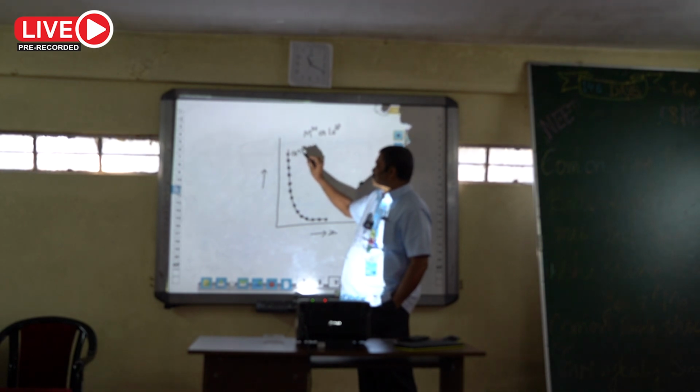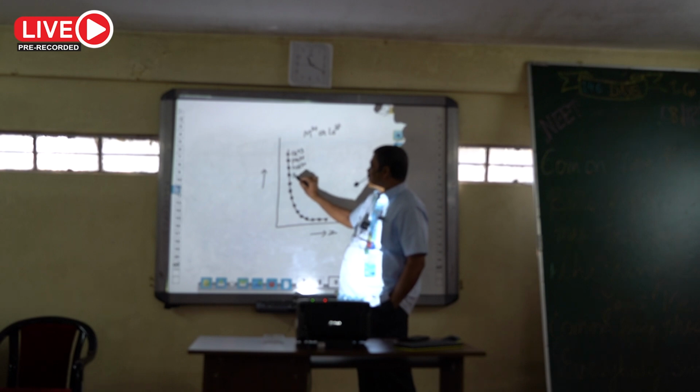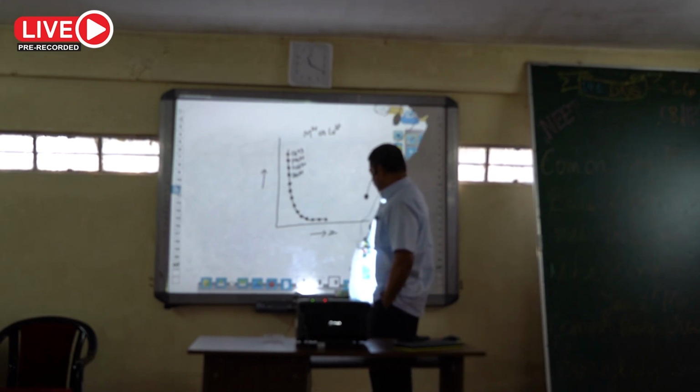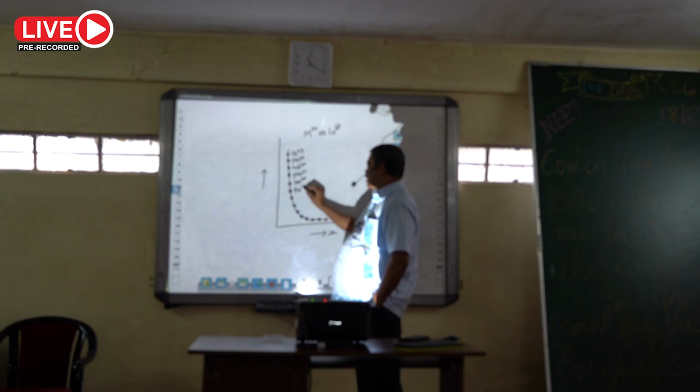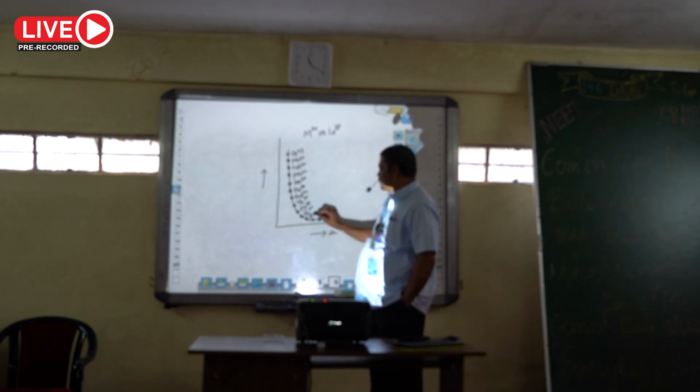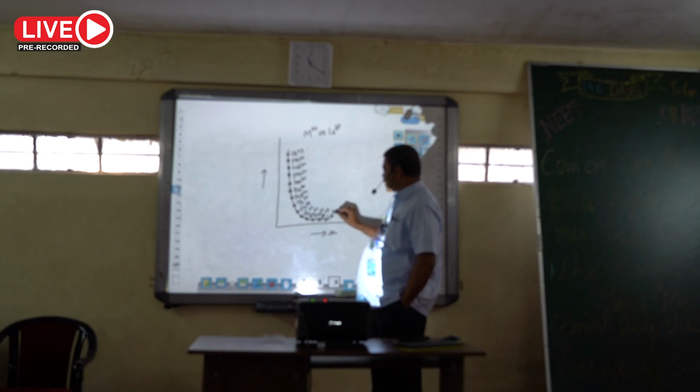Cerium 3 plus, Pr 3 plus, neodymium 3 plus, samarium 3 plus, promethium 3 plus, samarium 3 plus, europium 3 plus, gadolinium 3 plus, terbium, dysprosium, holmium, erbium, thulium, ytterbium, finally lutetium 3 plus.